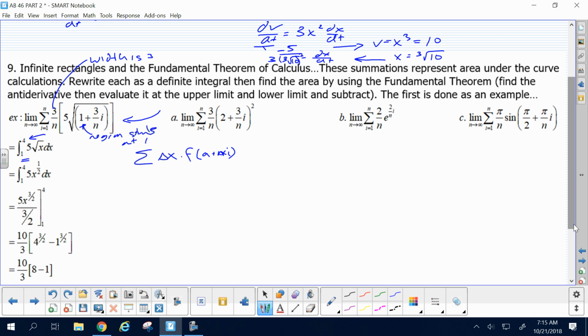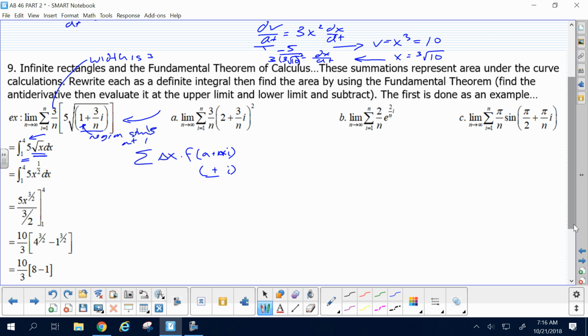So if I look at the inside and see some kind of crazy sum with an i in it, that's probably the x, and whatever that is inside is the function. Now in this case, 1 plus 3 over n i is inside, so that feels like the x. That means that which it's in is the function. Everything else that's there is 5 root x. That's where that came from.